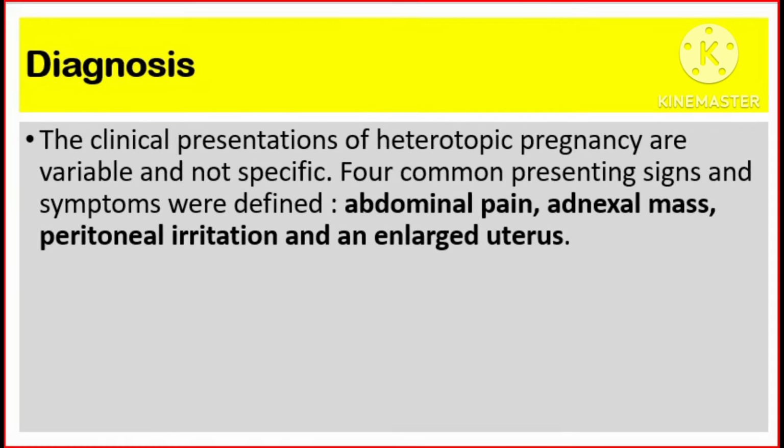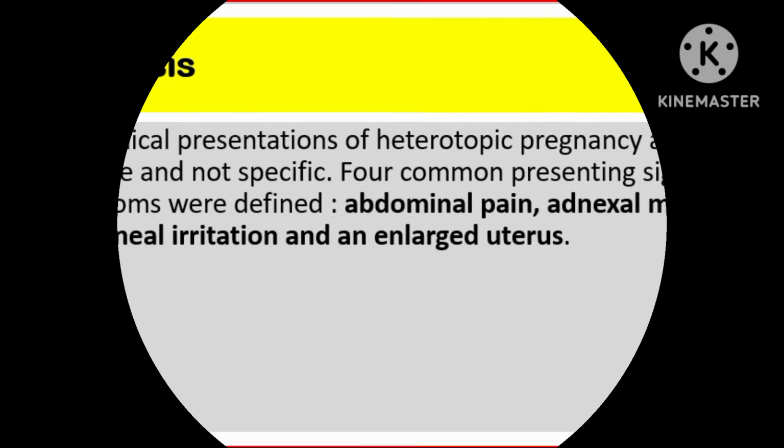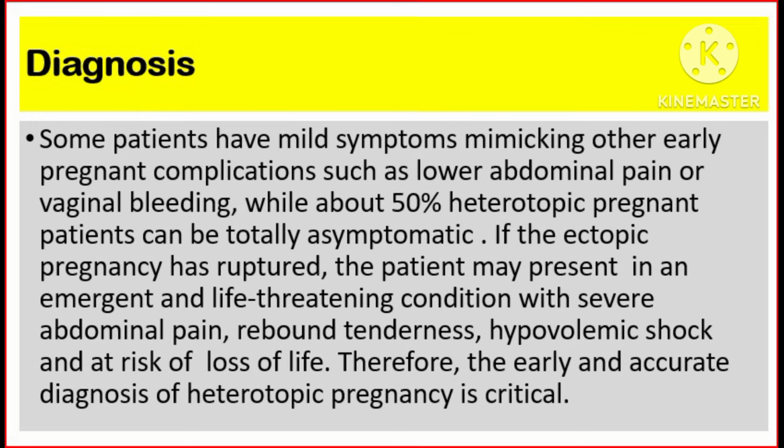The clinical presentations of heterotopic pregnancy are variable and not specific. Four common presenting signs and symptoms were defined: abdominal pain, adnexal mass, peritoneal irritation, and an enlarged uterus. Some patients have mild symptoms mimicking other early pregnancy complications, such as lower abdominal pain or vaginal bleeding, while about 50% of heterotopic pregnant patients can be totally asymptomatic.